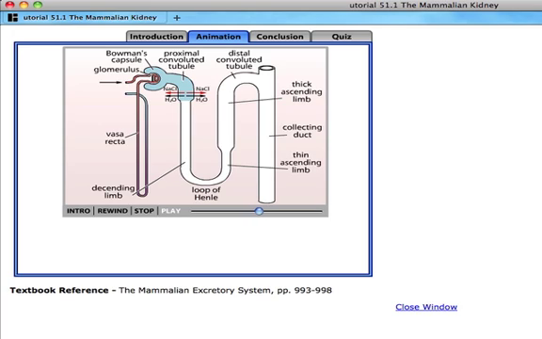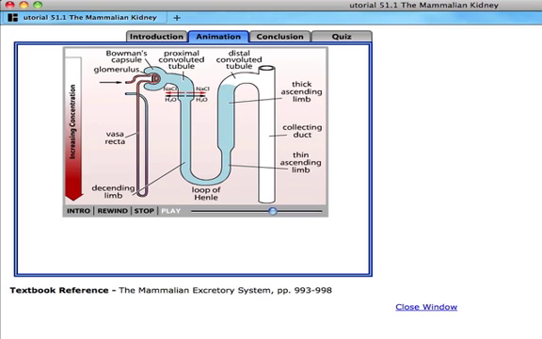Despite the large volume of water and solutes resorbed out of the proximal convoluted tubule, the overall concentration or osmolarity of the fluid that enters the loop of Henle is similar to that of the blood plasma, although its composition is quite different. The ability of the kidney to produce urine that is hypertonic to the blood plasma is due to the loop of Henle. The loop of Henle does not concentrate the urine directly. Rather, it functions as a countercurrent multiplier, creating a concentration gradient in the surrounding medulla.